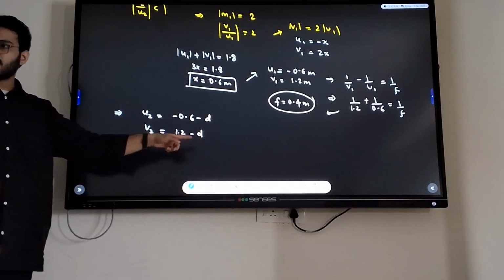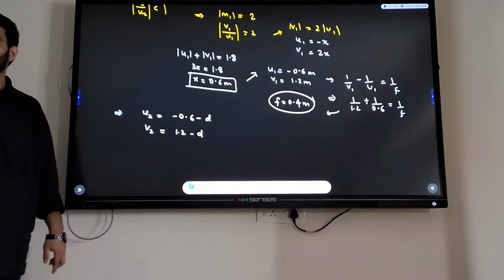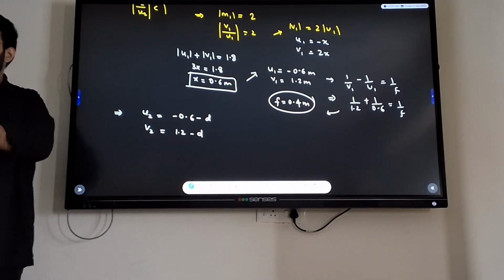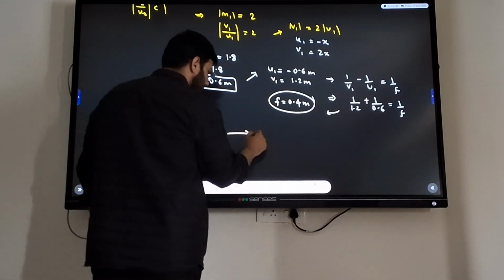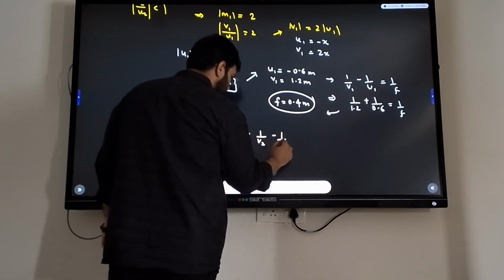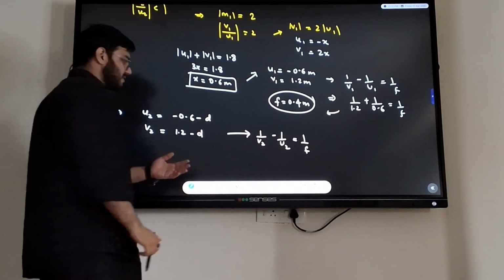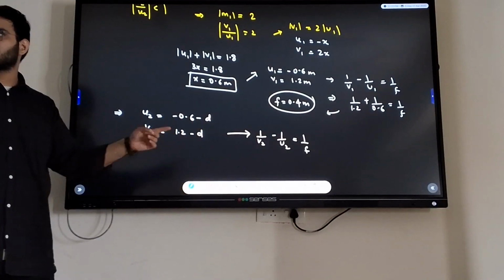Can I find the D now? Which equation should I use? 1 by V2 minus 1 by U2 equal to 1 by F. And now just substitute and get the answer. This will be a quadratic equation, I think. Did you solve and get the roots?